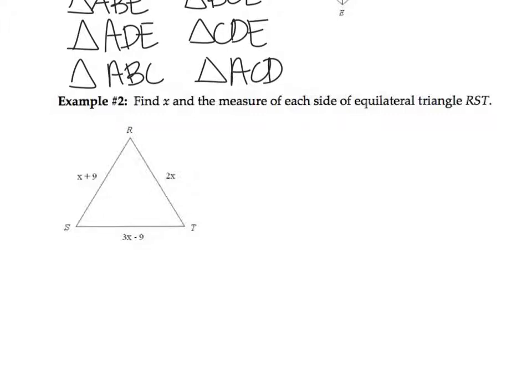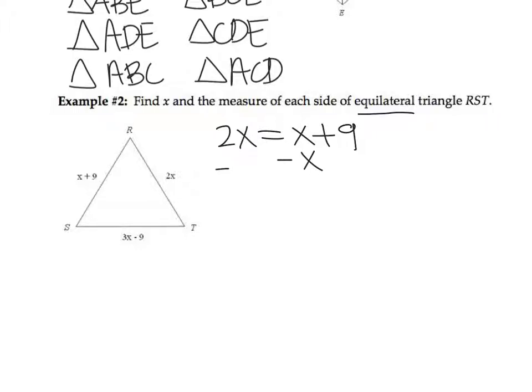So in our second example, we want to find x and the measure of each side of our equilateral triangle RST. So equilateral means all three sides are the same length. I'm going to use that to find x first. So I just have to pick two of the sides to find x, and I'm going to pick RS and RT, since 2x equals x plus 9 is going to be an easier equation to solve for x.